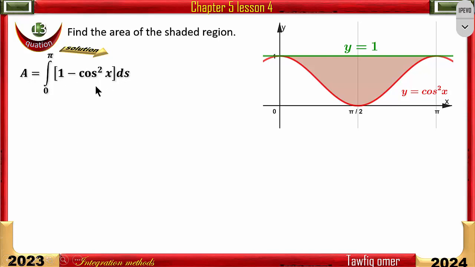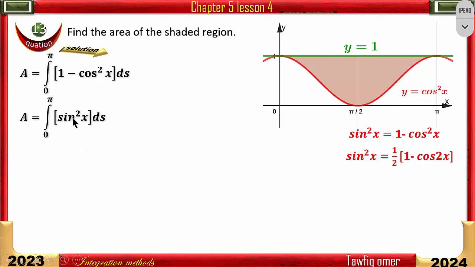Because we haven't any rule for that, we must change 1 minus cosine square to the sine square. So the area is equal from 0 to pi sine square dx. And now, because for the sine square we haven't any rule, we must change this one as sine square x is equal 1 over 2 times 1 minus cosine 2x.